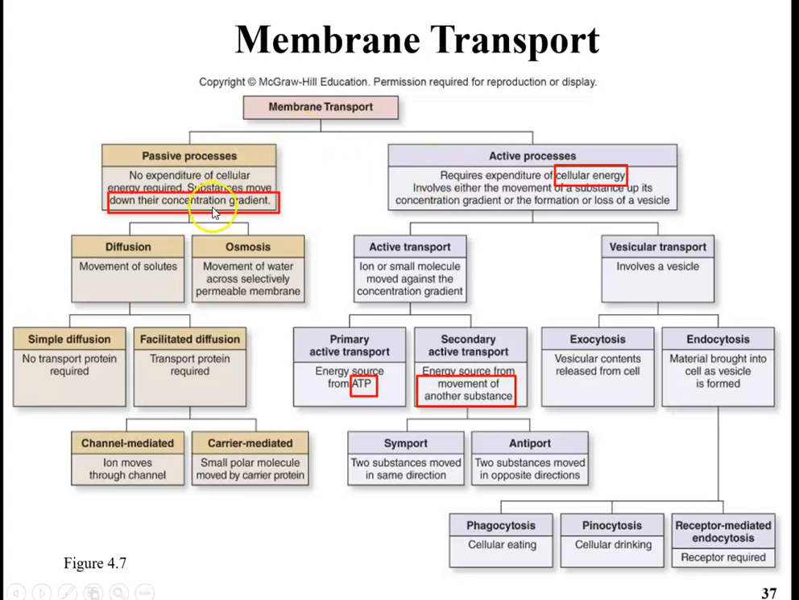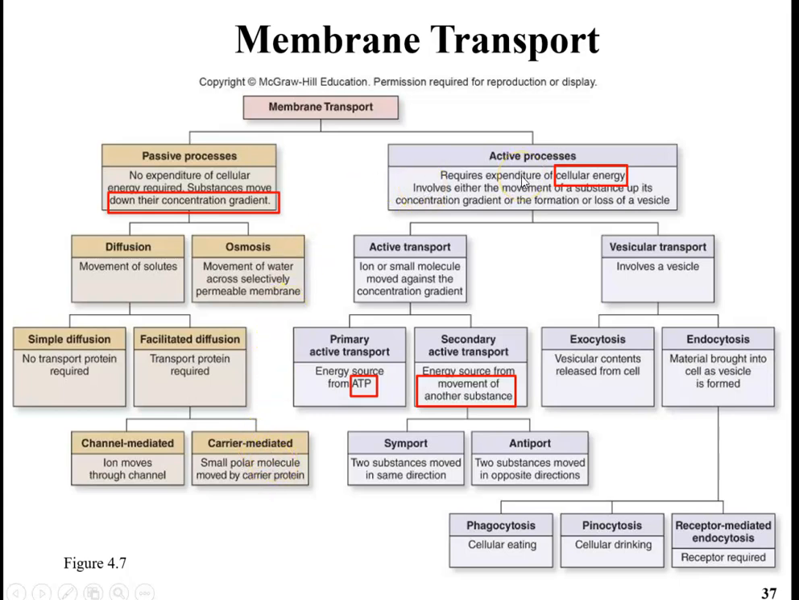Among the passive processes, you have diffusion and osmosis, diffusion being the movement of solutes, and osmosis being the movement of water. And below diffusion, you have simple diffusion or facilitated diffusion. Simple diffusion is where the particles, usually small and nonpolar, can directly cross the plasma membrane. And then you have facilitated diffusion, where a transport protein is required. This can be either channel mediated, where an ion moves through a channel, or carrier mediated, where a small polar molecule is moved by a carrier protein.